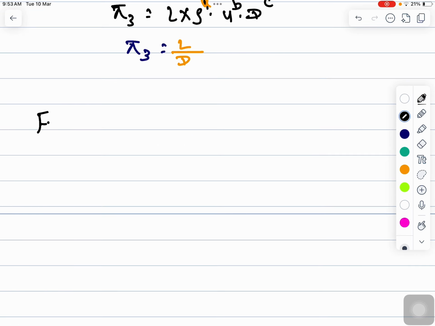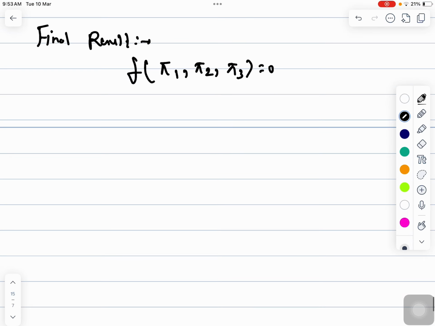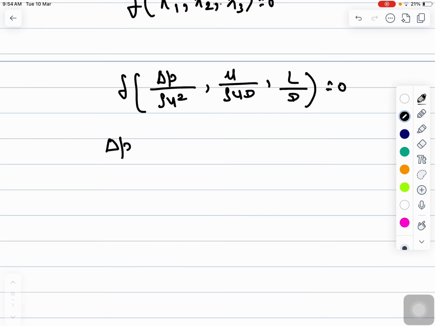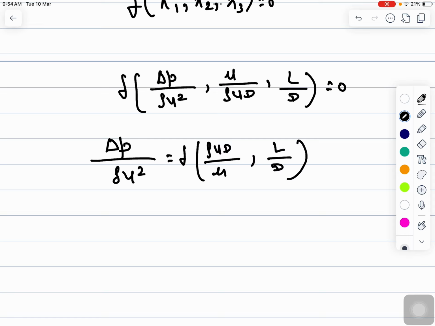So in the final result, you can see here that we got pi 1, pi 2 and pi 3, that will be 0. That is the equation. So now I'll substitute the values: function of delta p divided by rho u square, mu divided by rho u d, or L by D, that will be equal to 0, right? So directly we can say that delta p divided by rho u square will be a function of rho u d divided by mu, and then there will be L by D, right?